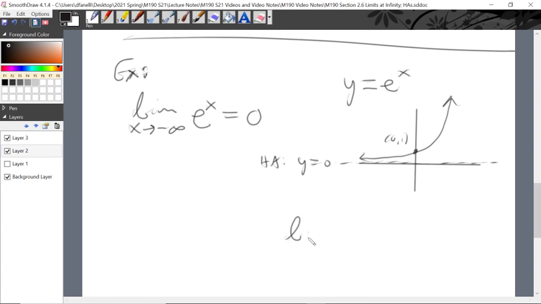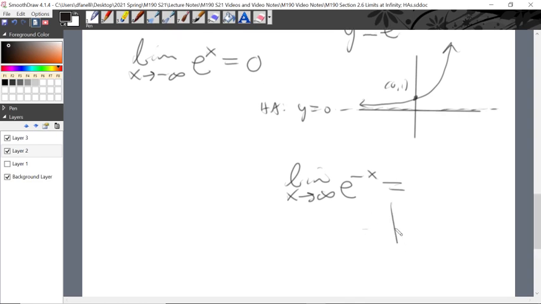Similarly, it would also be true to say the limit as x goes to infinity of e to the negative x. All right, e to the negative x is the decay function instead. So its graph would instead be shaped like this. That would be e to the negative x, and it is also approaching the horizontal asymptote at y equals 0.